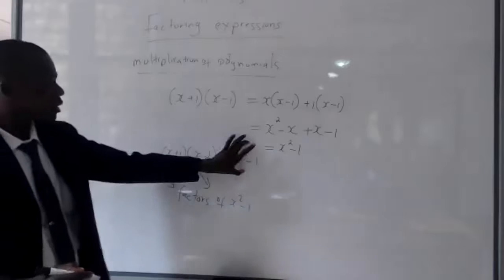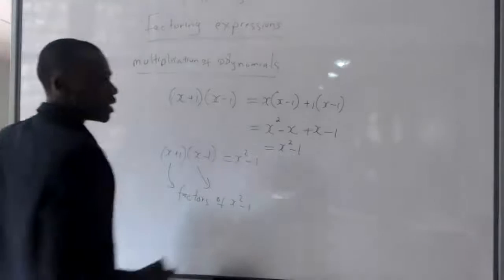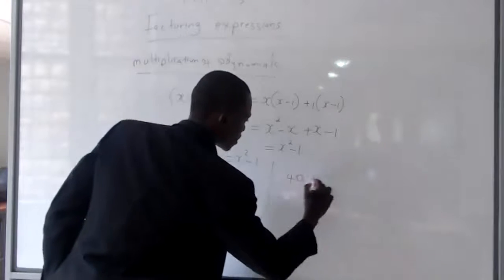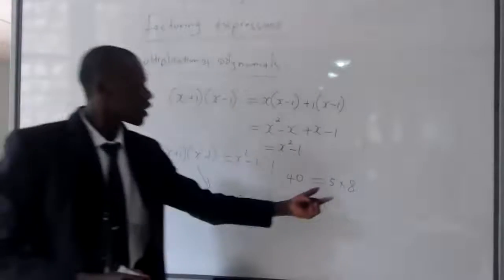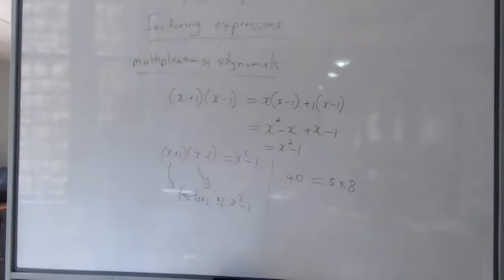If you multiply, you get another polynomial. When dealing with numbers, analogously, you can talk of, for example, 40 being expressed as 5 times 8. So we refer to 5 and 8 as factors of 40. We want to do this for polynomials and even other expressions which are not necessarily polynomials.